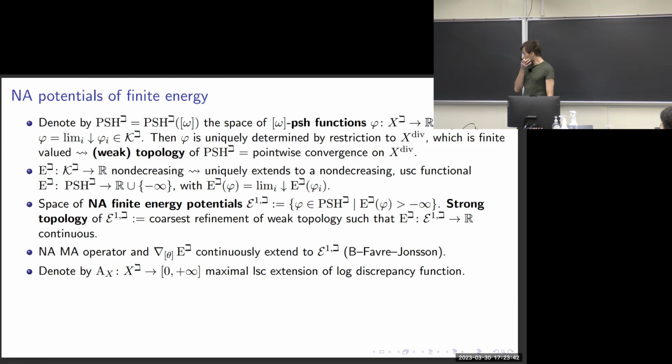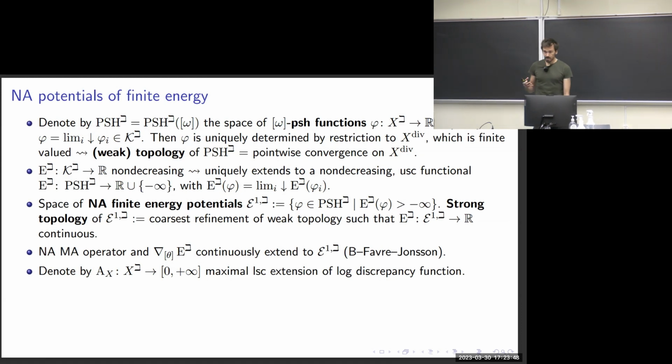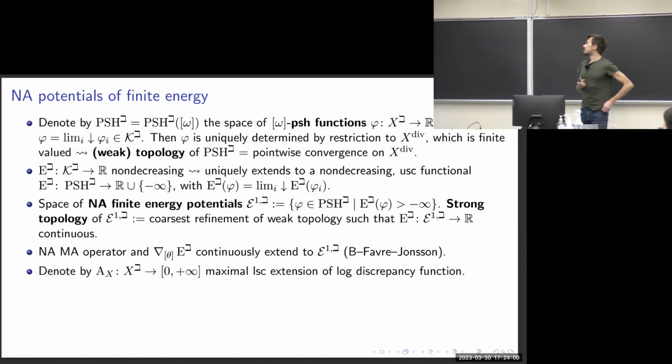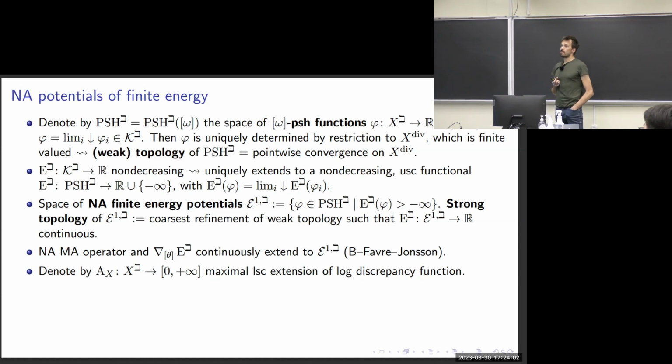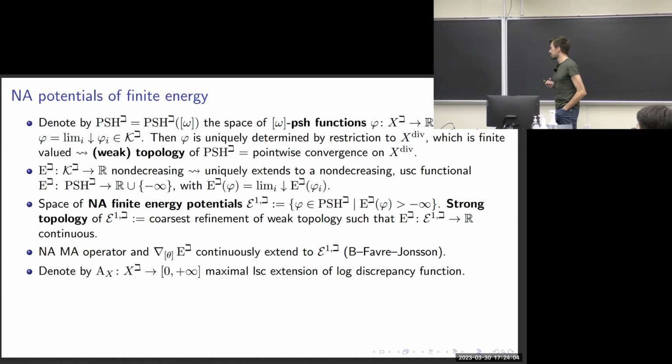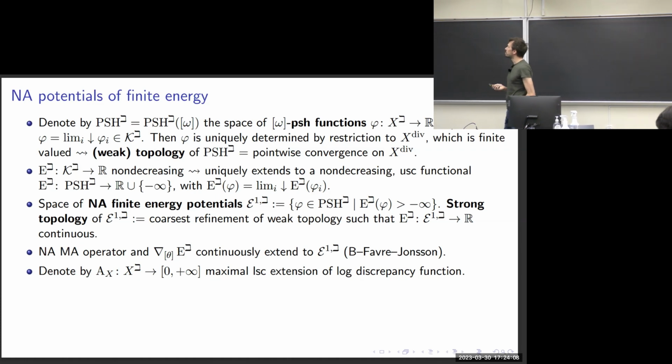But the log discrepancy function is defined only on divisorial valuations. So you extend it to the space of all valuations, or more specifically to this Berkovich space, by taking the maximal LSC extension. And it coincides with various extensions of log discrepancy functions that were constructed before, like we did in the work with Favre and De Fernex a while ago, for example.